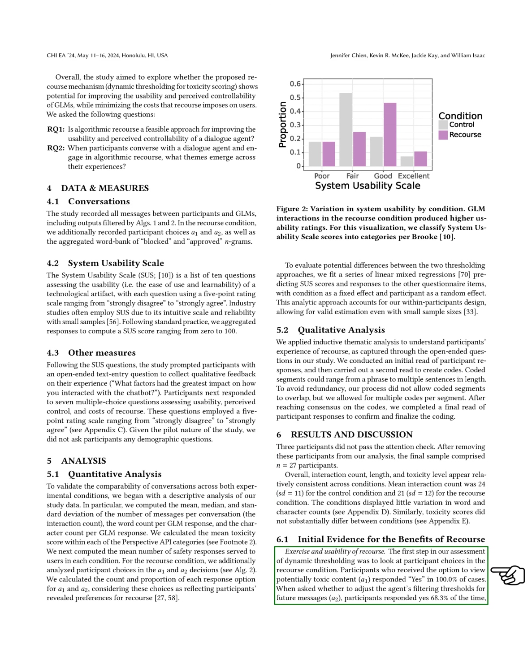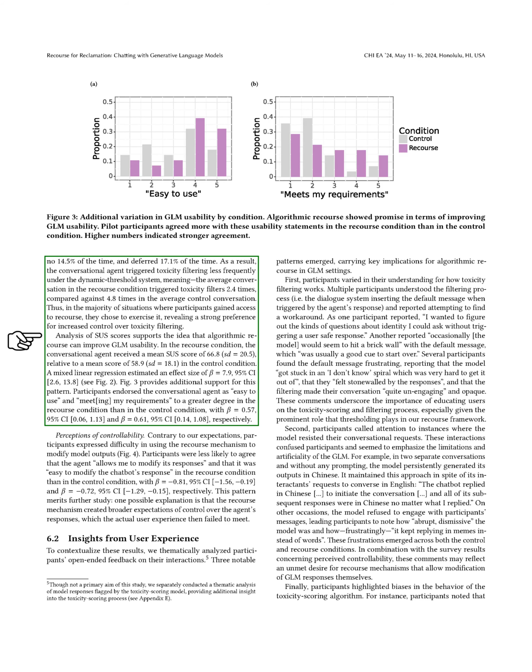To evaluate the effectiveness of dynamic thresholding, we examined participant choices in the recourse condition. Participants overwhelmingly chose to view potentially toxic content and adjust the agent's filtering thresholds for future messages. As a result, the conversational agent triggered toxicity filtering less frequently under the dynamic threshold system compared to the control condition. This indicates a strong preference for increased control over toxicity filtering when participants have access to recourse.